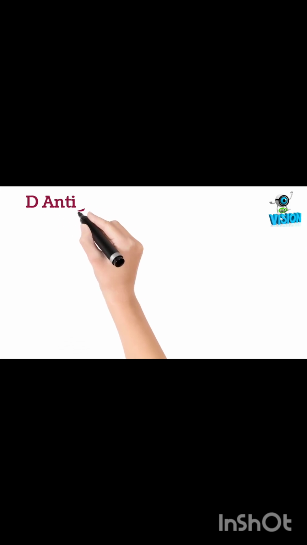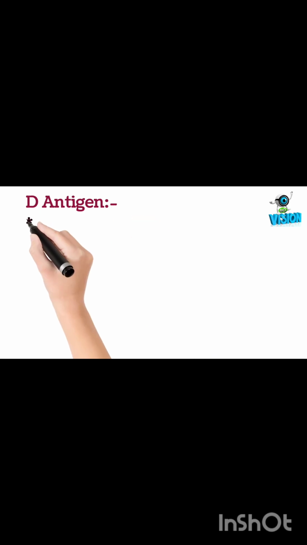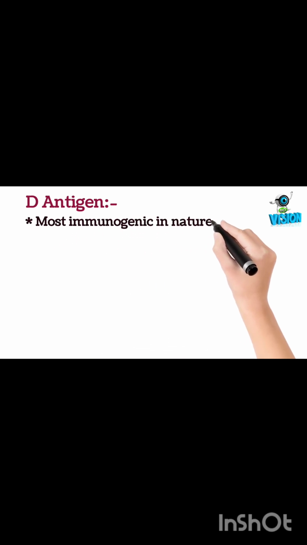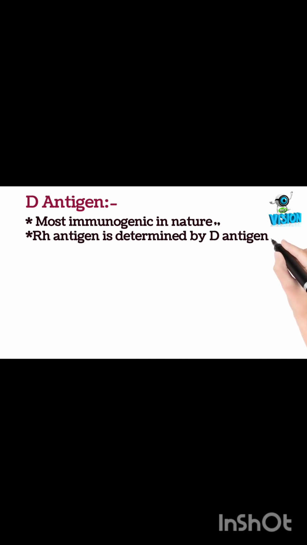Alright? Among these 5 antigens, the D antigen is very important to understand. This D antigen is the most immunogenic and is taken into consideration during transfusion. It is most immunogenic in nature. In other words, we can say Rh antigen is determined by the D antigen alone.